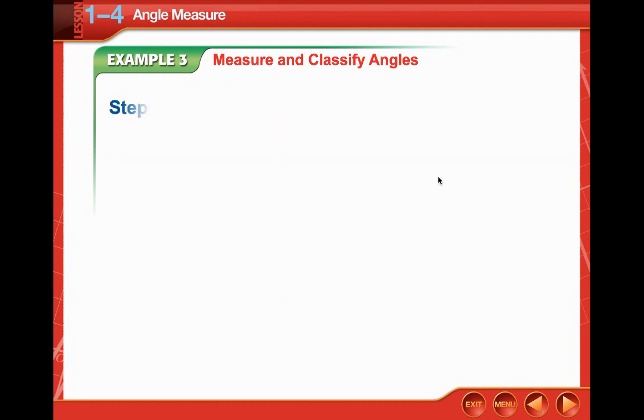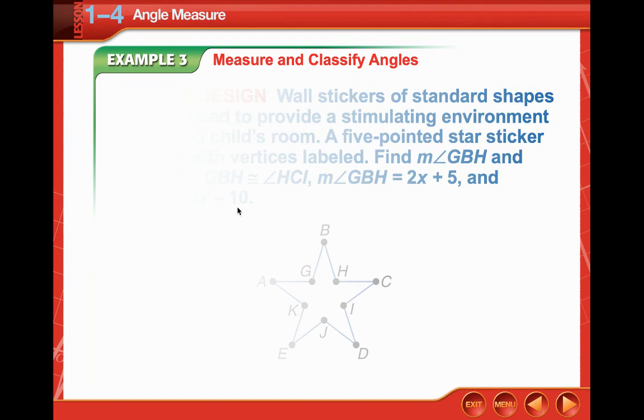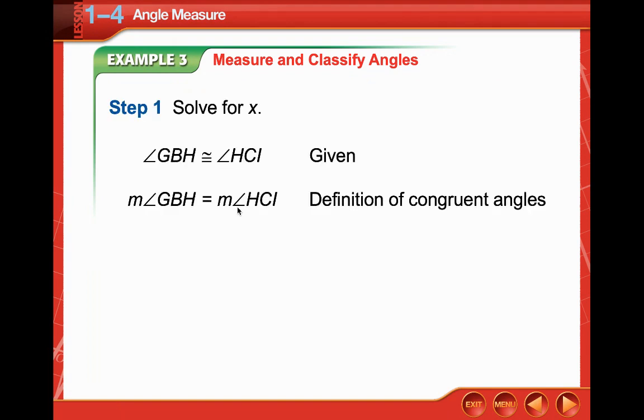All right. Step 1, solve for x. So GBH and HCI are equal. It tells you that right here in the problem. It tells you GBH and HCI are congruent. They equal the same thing. So GBH equals 2x plus 5. HCI equals 3x minus 10. So that means 2x plus 5 equals 3x minus 10. Boom. GBH, 2x plus 5. HCI, 3x minus 10. They're equal.